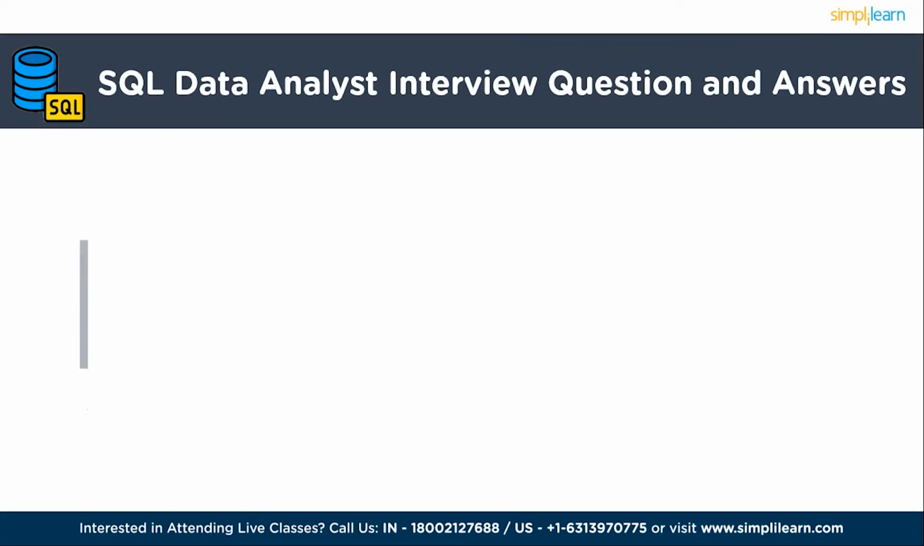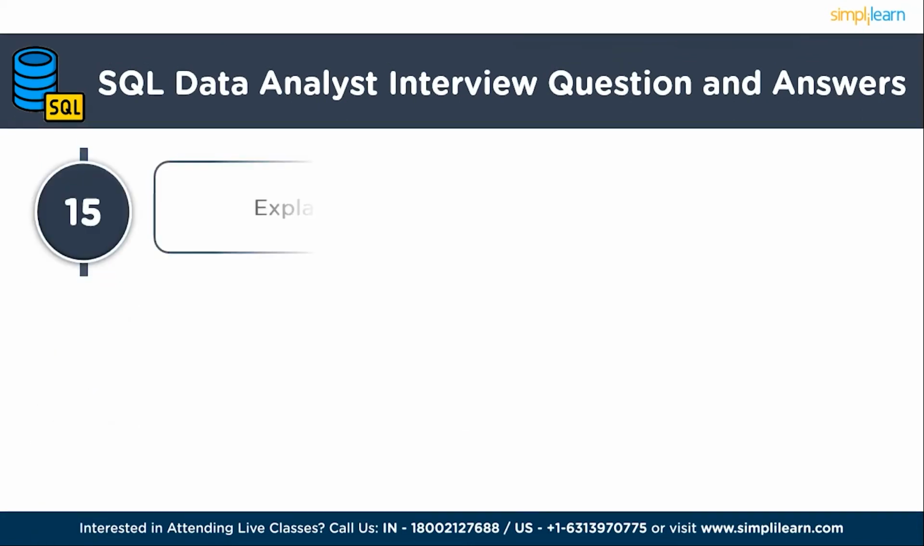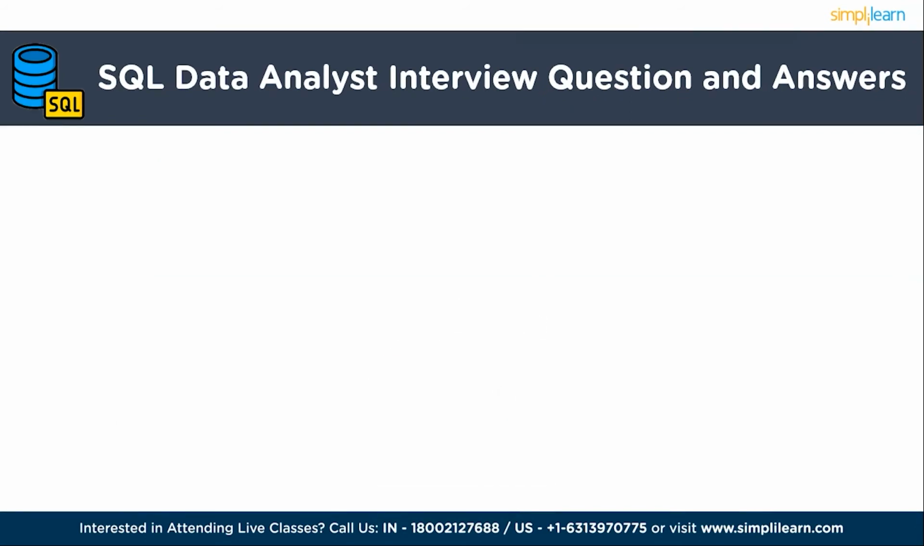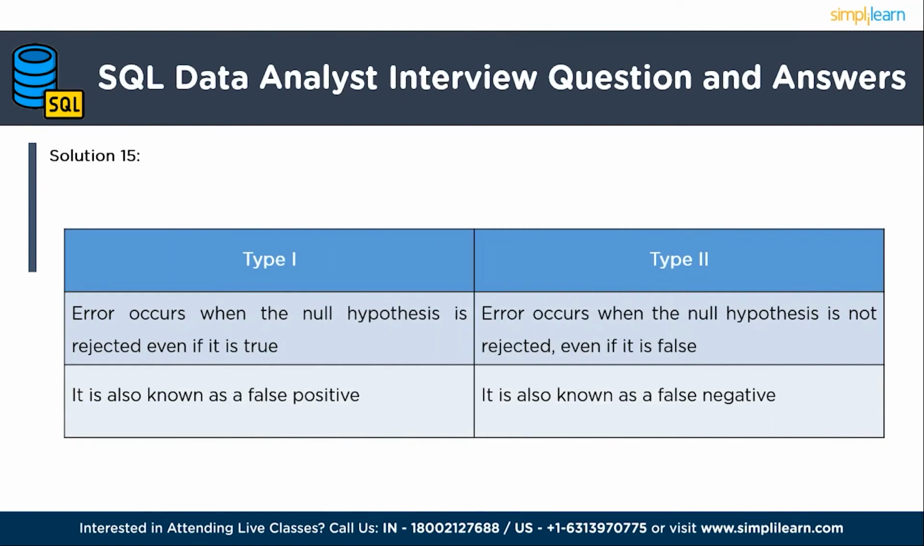Moving on to the next question, that is explain the type 1 and type 2 errors in statistics. So in hypothesis testing, a type 1 error occurs when the null hypothesis is rejected even if it is true. It is also known as a false positive. A type 2 error occurs when the null hypothesis is not rejected even if it is false. It is also known as a false negative.